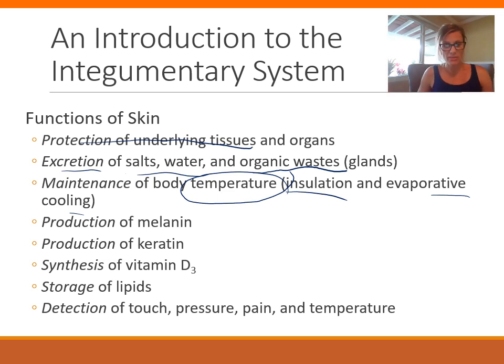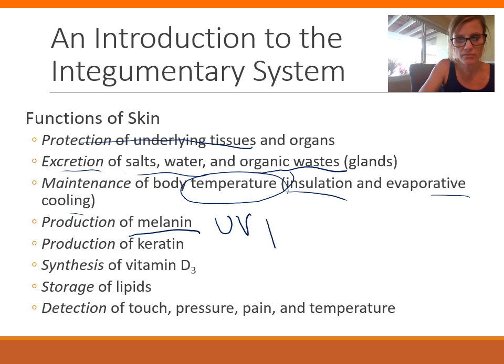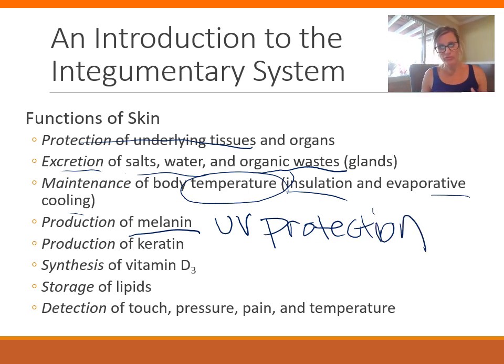The integumentary system is important in that it produces a pigment called melanin. Melanin is what gives the skin anywhere from a yellowish to a tannish to a brownish to a blackish color. So melanin is what gives our skin its major natural color. And melanin also provides UV protection, so it protects us from the harmful radiation that comes from the sun.